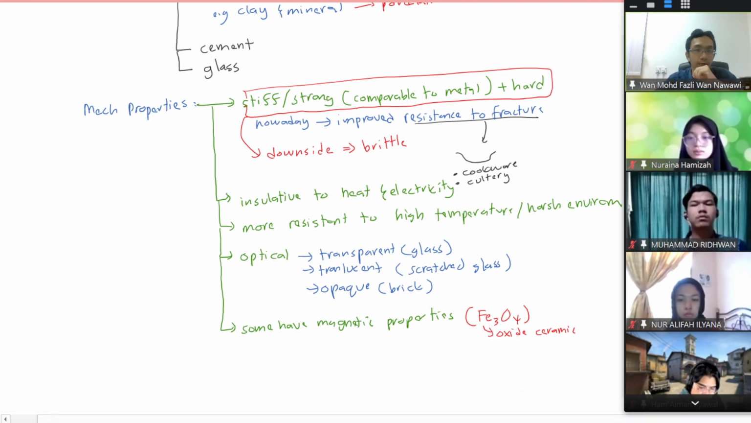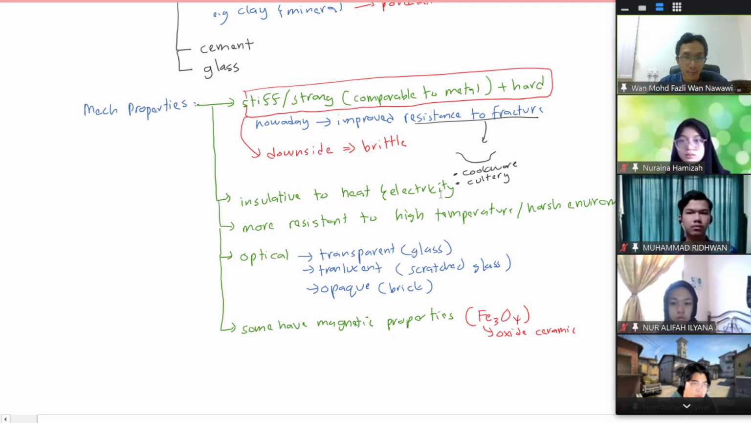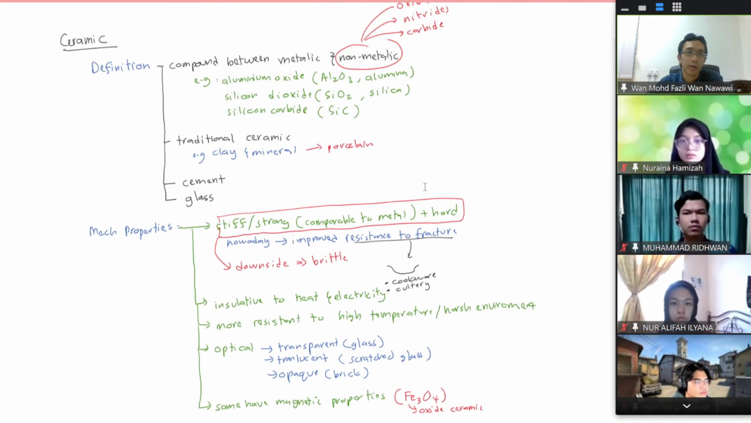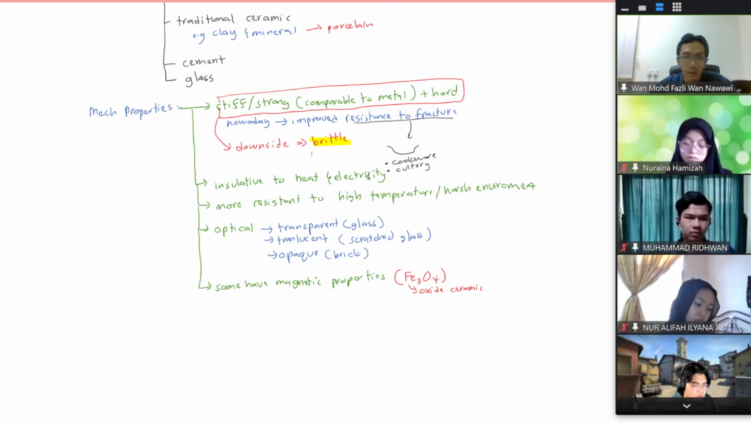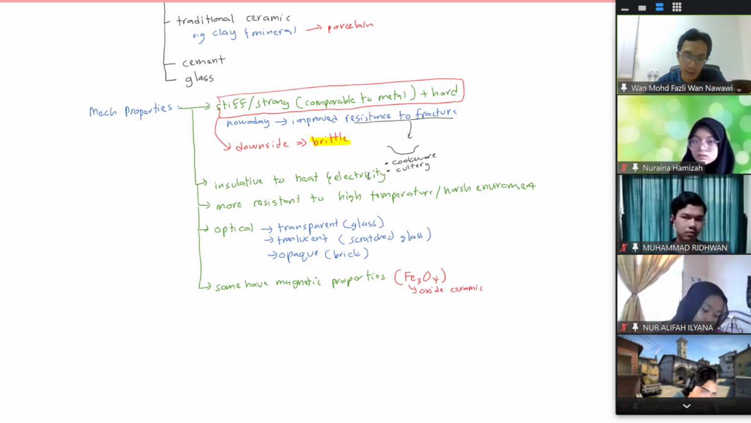What is ceramic? If you go up there, let me bring it here, and maybe I make it a little bit small. So you can see here the ceramic. We learn about the definition and also the mechanical properties of the ceramic. And I want to talk a little bit about the brittleness of the ceramic, because this is one of the most distinct features of the ceramic.